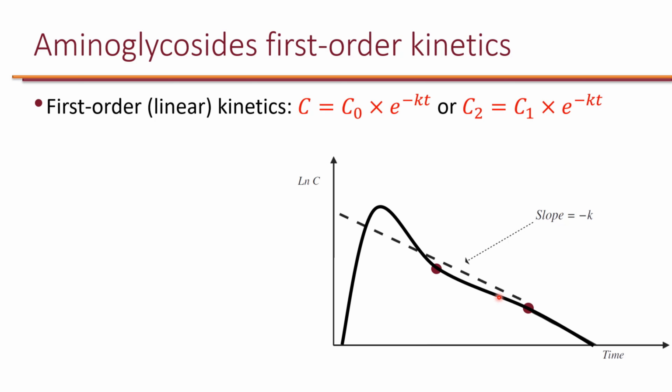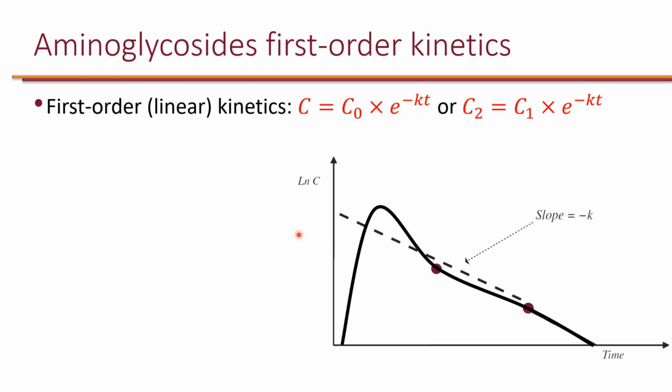And it's during this phase that we would like to get levels to calculate the slope of the line, which would give us the elimination constant, or negative K. You can use the famous equation C equals C naught times e to the negative KT. And basically it means that your final concentration equals your initial concentration times e to the negative KT. And the T is the time between the initial concentration and the final concentration. Another way of saying this is that C2 equals C1 times e to the negative KT. It's just a matter of how you label it.